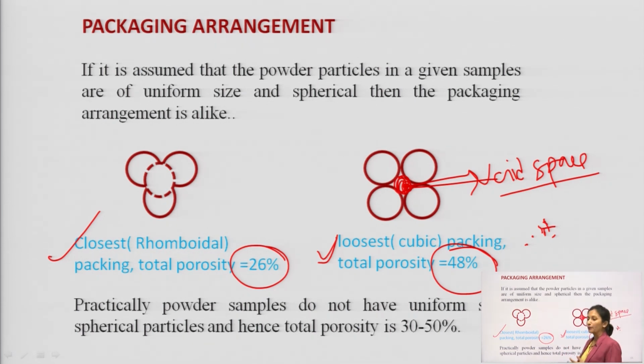So, practically powder samples do not have a uniform size and spherical nature. Practically, powder particles are neither symmetrical in nature nor of uniform size. So the porosity in their packaging arrangement is not about 26% or 48%, it is actually in a range of 30 to 50% as the total porosity of the asymmetrical particles.